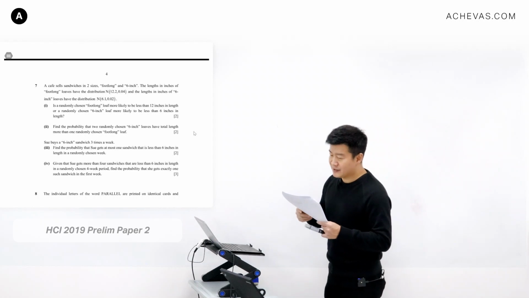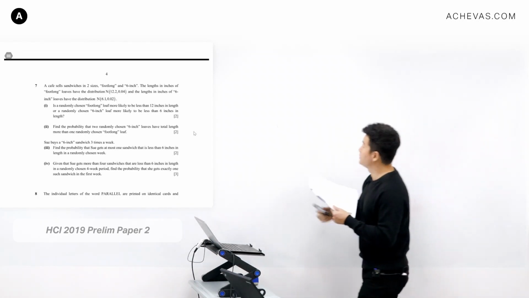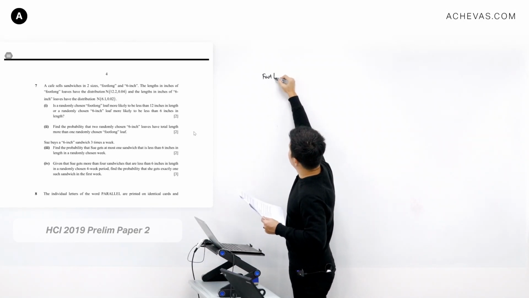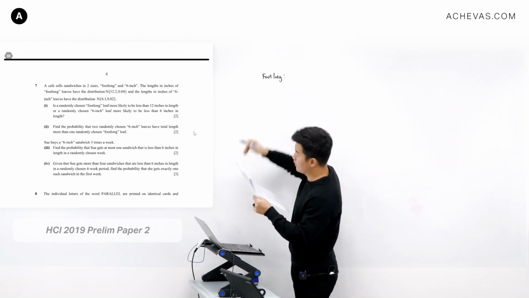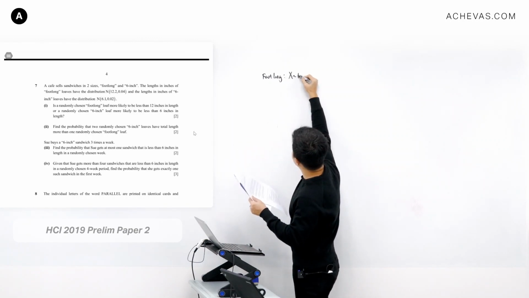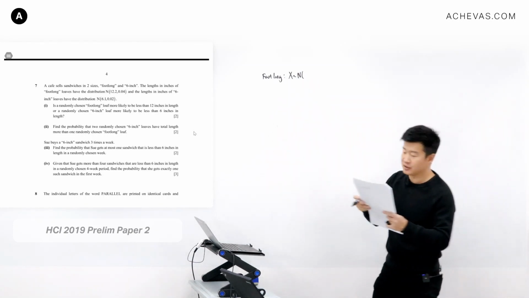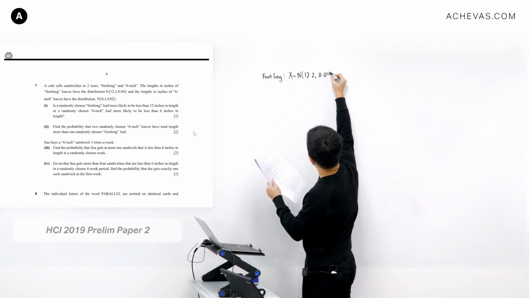So we are looking at sandwiches that are foot long and 6 inch. For the foot long, I'm going to write down my version here. I'll go for X. According to the question, it follows a normal distribution. So this is going to be N(12.2, 0.04).